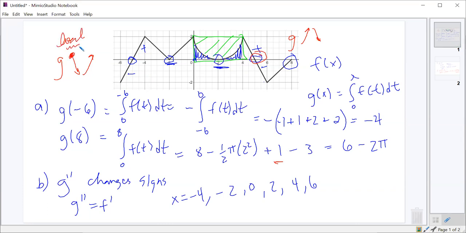Oh, I see. So it could be that this value at that local max is higher than this value at this local max. So we actually got to test them. And if we had other local maxes, you'd have to test them all. Okay, thank you.